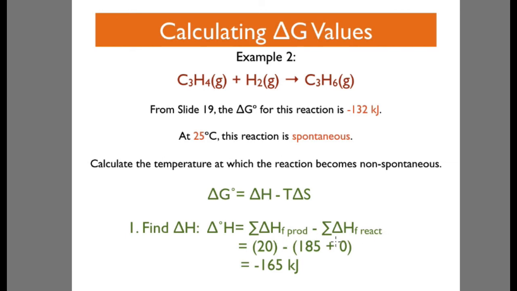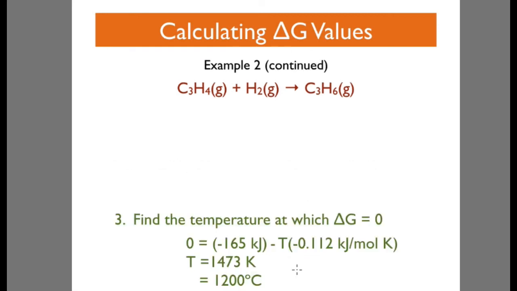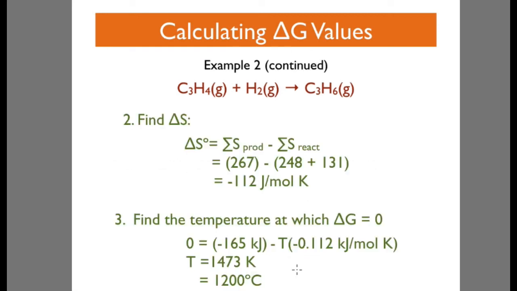Plug in the figures from a data booklet or from a table if it's given in a question to find the answer. Oh, that seems to be the wrong way around. Then you can find the change in entropy, and again it's the change in entropy of the products minus the change in entropy of the reactants. Plug it in from a data booklet or if they're given in a question.